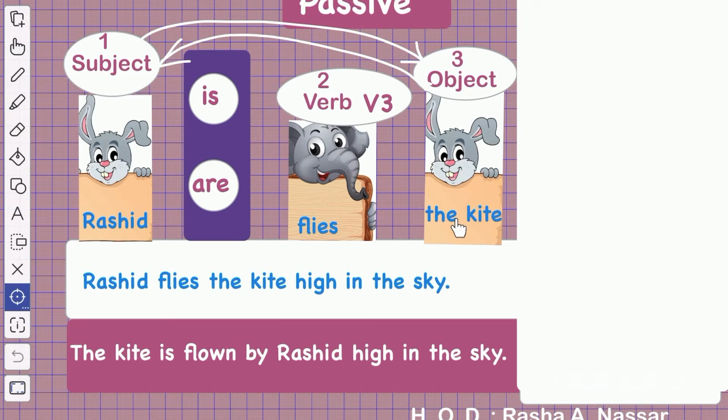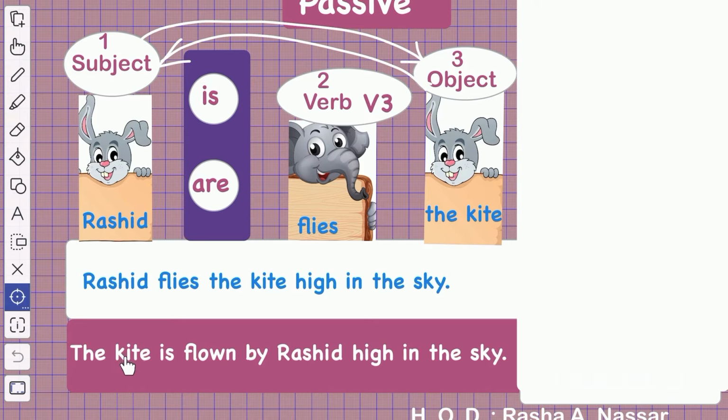So here, when we want to change our sentence into passive, we will write the word number 3 at the beginning of the sentence. So we will start the sentence with writing the kite. The kite is the object here. So we will start writing the kite. And then we will choose is or are. This is step number 2. We will choose is or are.